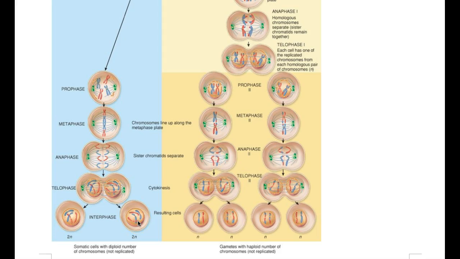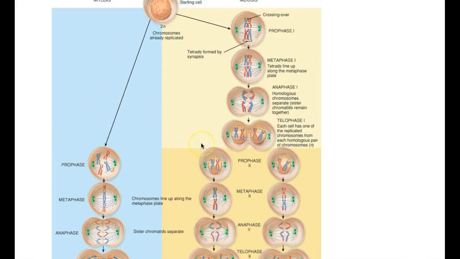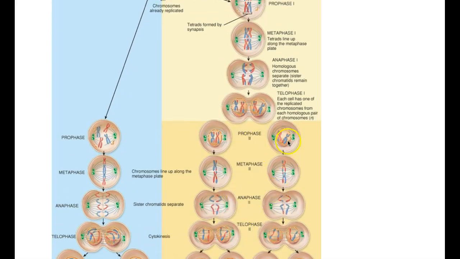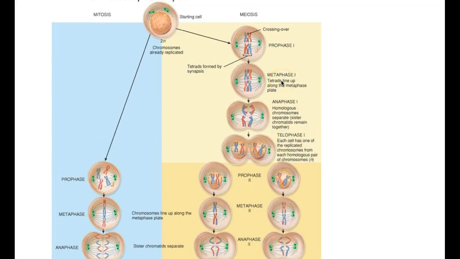And then for mitosis, there are 4 steps: prophase, metaphase, anaphase, and telophase, and the last one is cytokinesis, where the 2 cells actually separate. But for meiosis, we do this twice. We do PMAT 1, and then we do PMAT 2. So the cell separates twice.